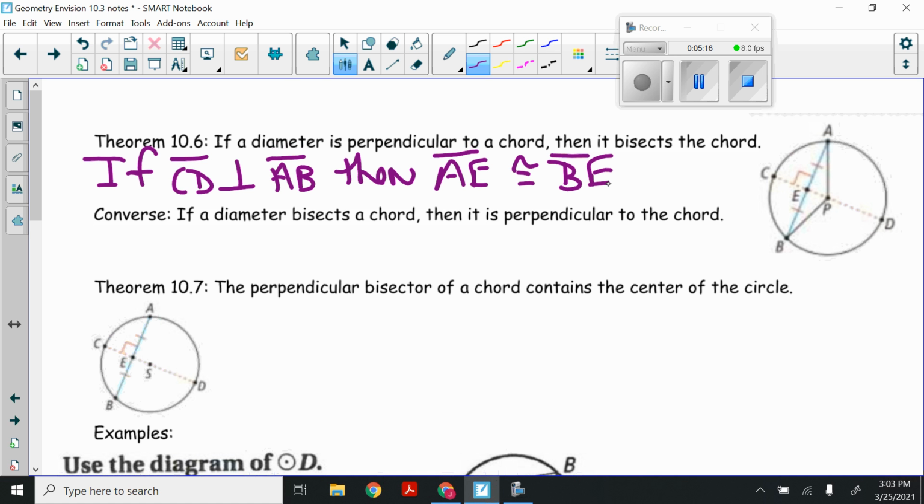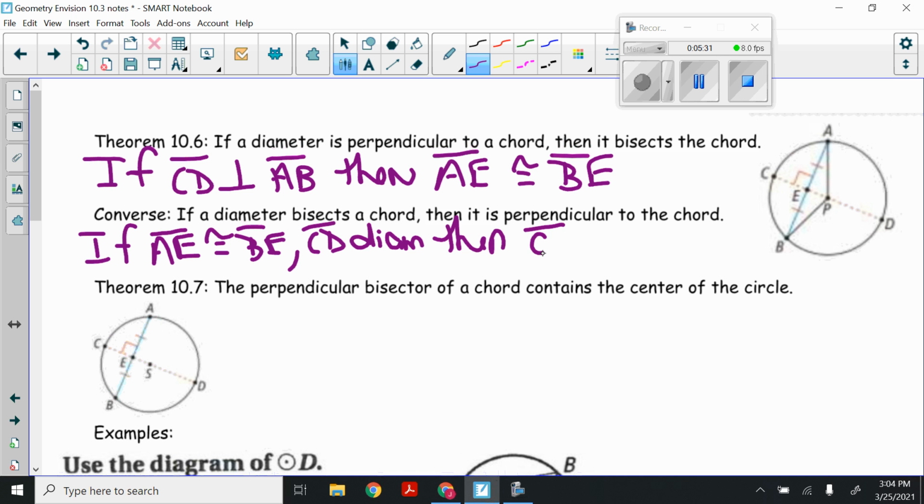And then the converse: if a diameter bisects a chord, then it's perpendicular. So if AE is congruent to BE and CD is a diameter, then I know CD is perpendicular to AB. 10.7: the perpendicular bisector of a chord contains the center of the circle. So the perpendicular bisector, right, of the chord, so CD and AB are perpendicular, right? So CD is perpendicular to AB.